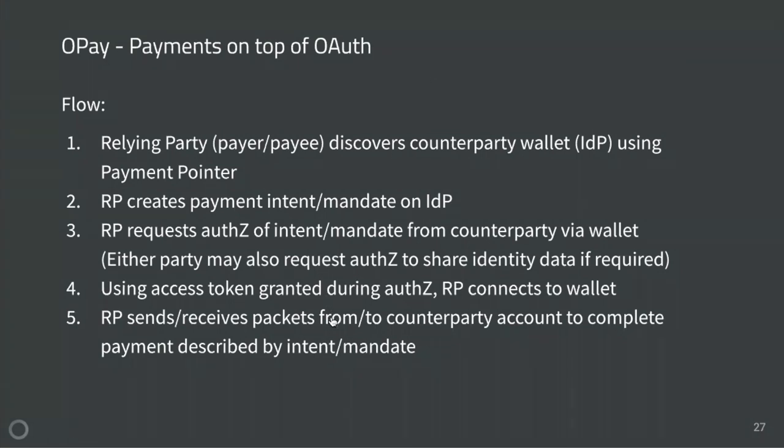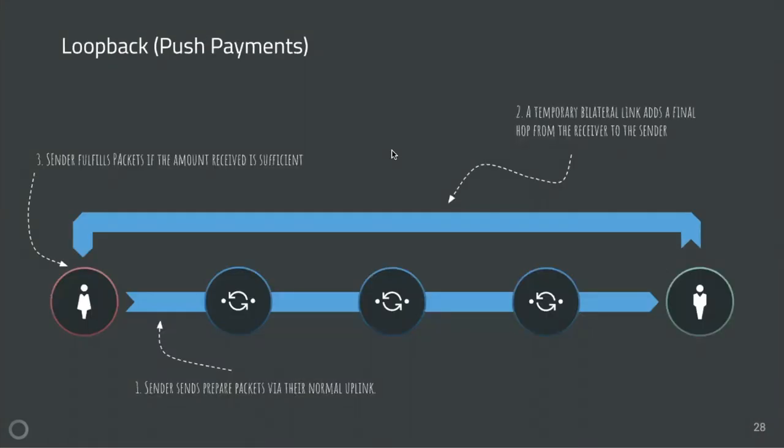Subtle differences. The final piece of the puzzle is what I'm calling the loopback protocol. I credit Michiel de Jong with this name; we worked on this some time ago. Basically, once you've got an auth token to access the counterparty's wallet, that will either be for you to send packets out of their wallet to yourself, or to send packets to them, where the final hop becomes a bilateral connection from them to you.